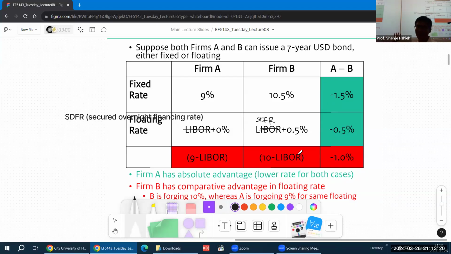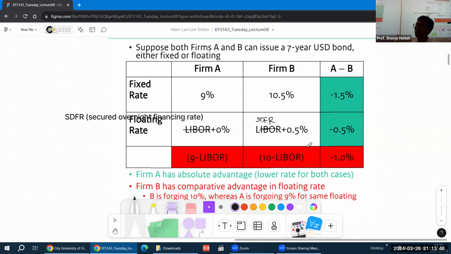Agree? So let me say that again. We're looking at the opportunity cost of borrowing at a specific interest rate over the other. I'm saying firm A has an opportunity cost of borrowing floating: it is giving up the 9% fixed rate. And so the opportunity cost of doing so is 9 minus LIBOR. For firm B, it's 10 minus LIBOR.